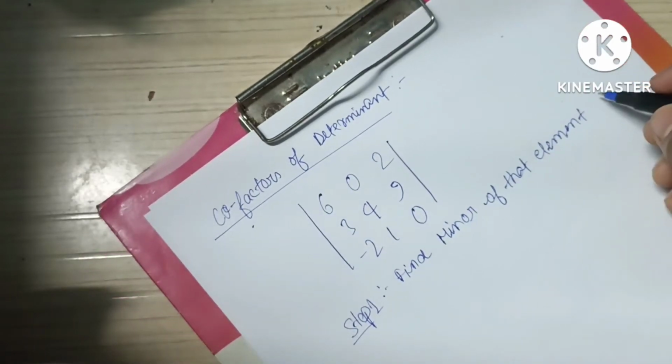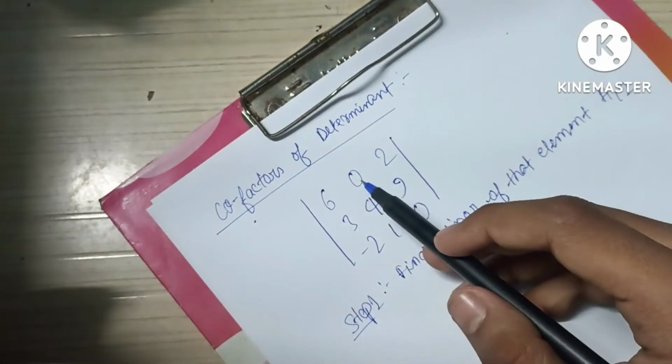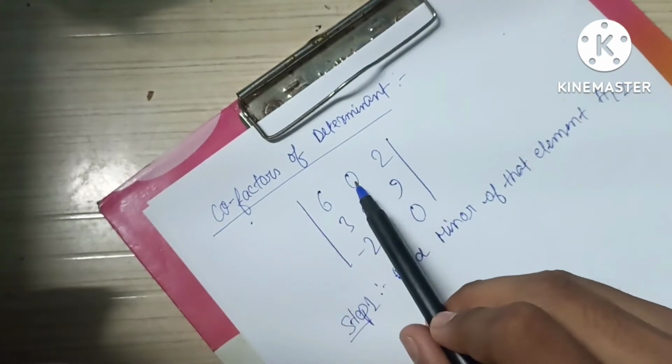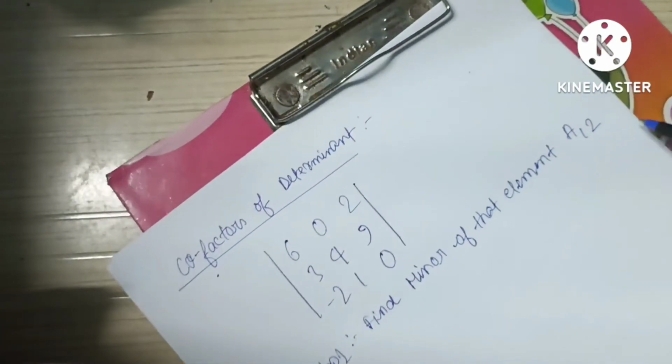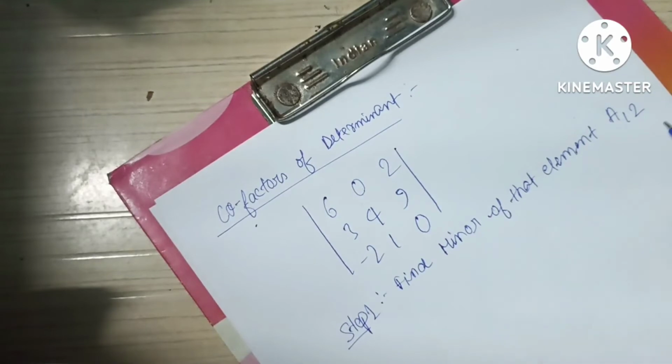Of that element, say I calculate A1,2. That is, we are calculating the element 0 because it is in row 1 and column 2. That is, I have written here 1, 2, A1,2. Okay. So the first step is what? We need to find the minor of that element.